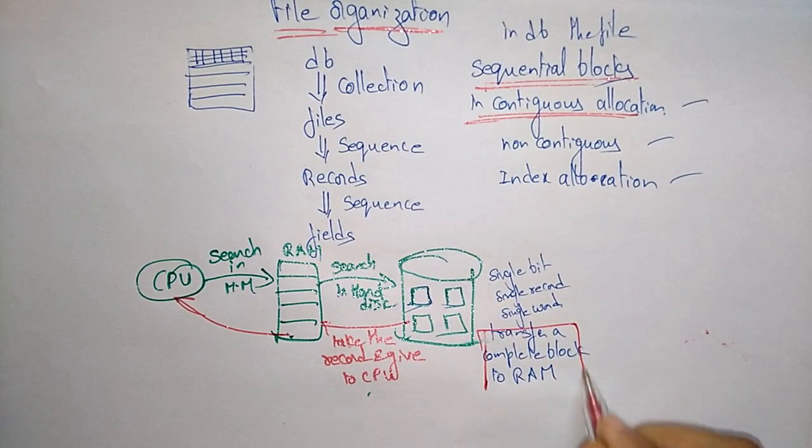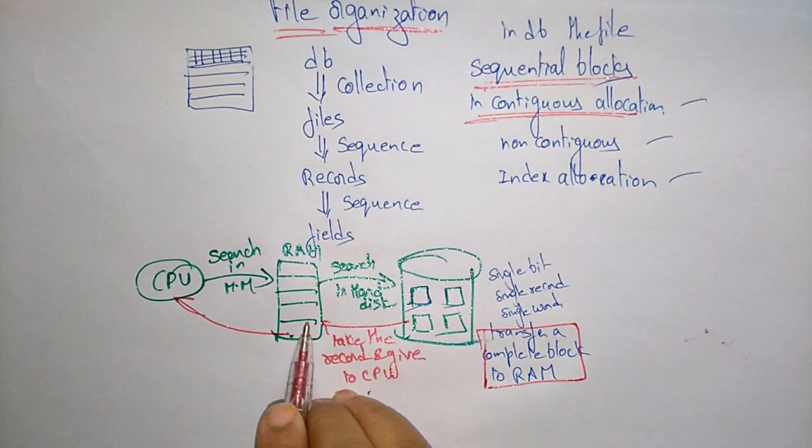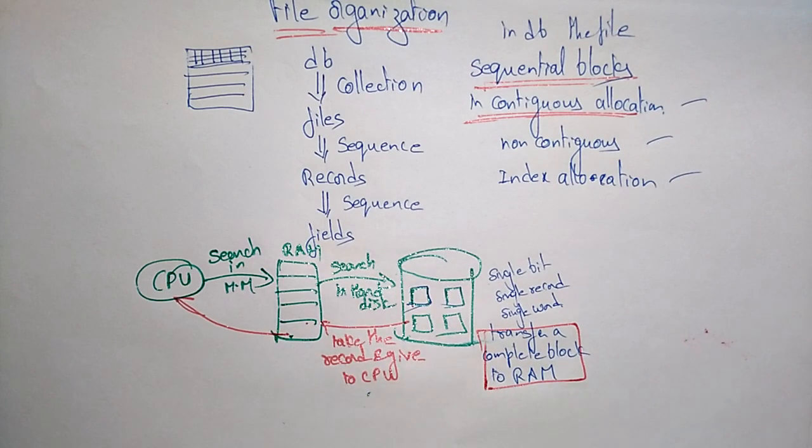So always the hard disk will transfer the block to the RAM. In that particular block, the CPU will search for the record, take that record and perform the operation. So this is the general procedure of how the CPU interacts with the RAM and the RAM interacts with the hard disk.